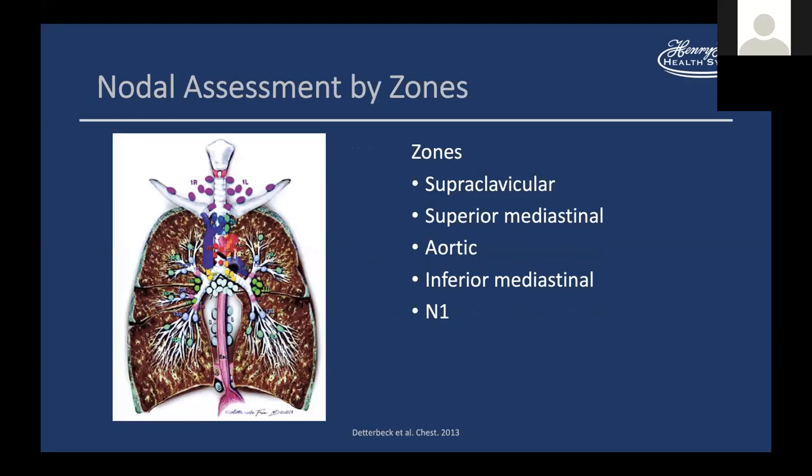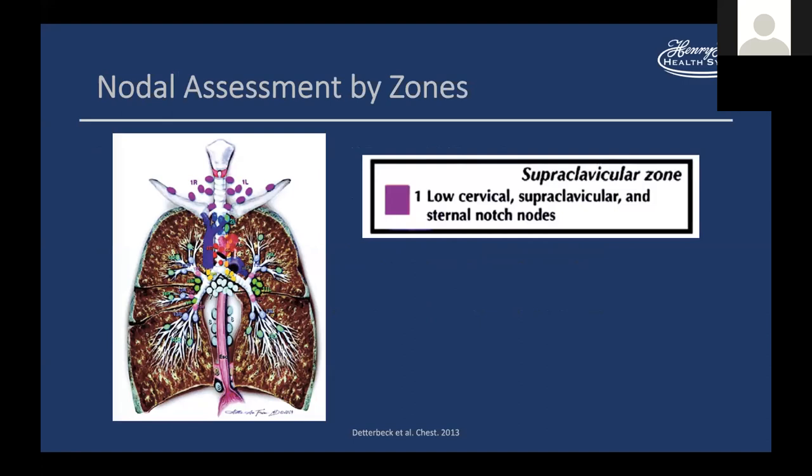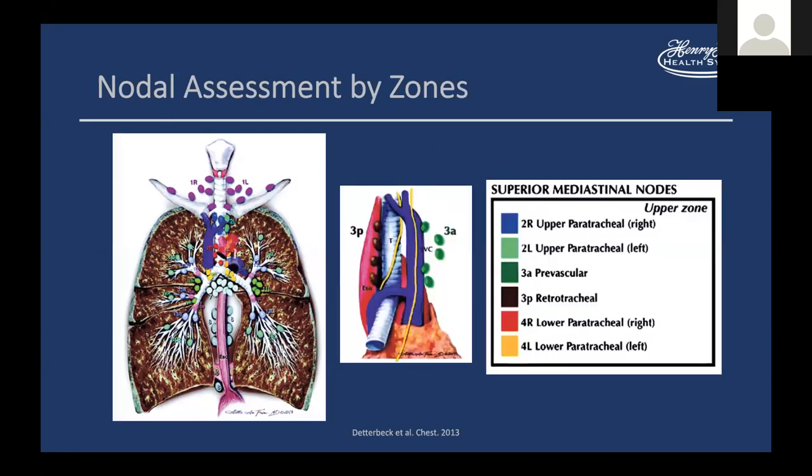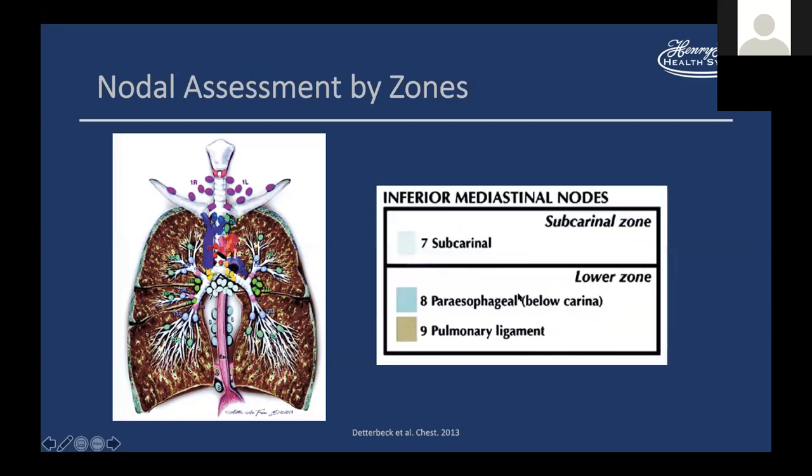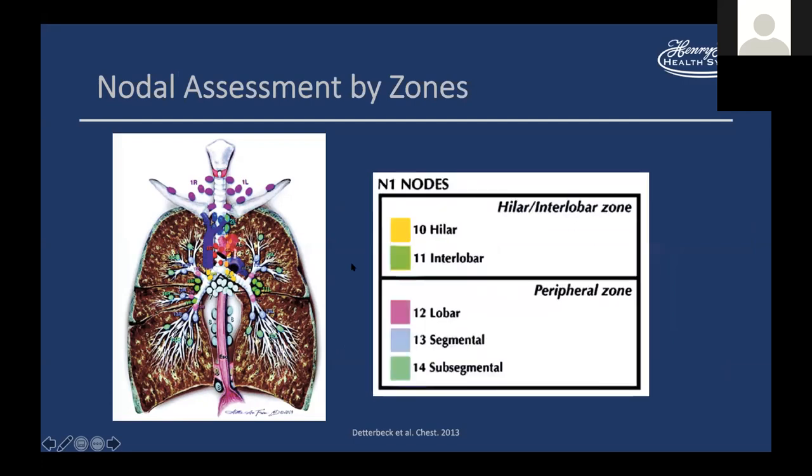So what do I mean by nodal zones? The 3rd edition of the ACCP guidelines split the nodal zones up into these 5 zones. The supraclavicular zone includes your cervical and supraclavicular lymph nodes. The superior mediastinal zone included your stations 2, 3, and 4. Your aortic nodes, or your AP zone, was your subaortic and paraaortic lymph nodes. Your inferior mediastinal zone is your subcarinal and your paraesophageals, and then your N1 zone, so your hilar as well as your lobar, segmental, and subsegmental nodes.